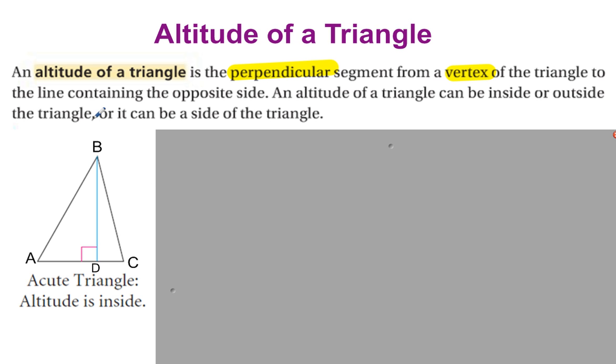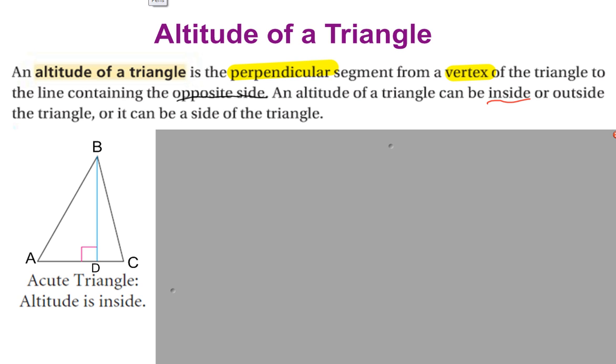So let's take an example. It says the altitude of a triangle is the perpendicular line segment from a vertex of the triangle to the line containing the opposite side. So if you take a look at the vertex B, we have a line segment BC, which is the altitude. It is perpendicular, as denoted by this little box over here. This is an acute triangle, and the altitude is inside the triangle. So notice how it says that an altitude of a triangle can be inside, and this is an example where the altitude is inside the triangle.